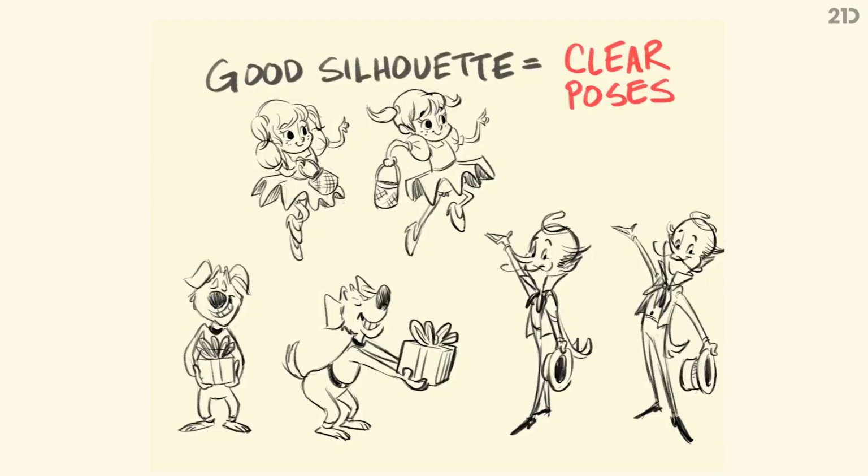Let's go to the next one. So silhouette is a really important element too when we're talking about posing characters. These examples here on the right compared to the left are good examples of clear silhouette value.